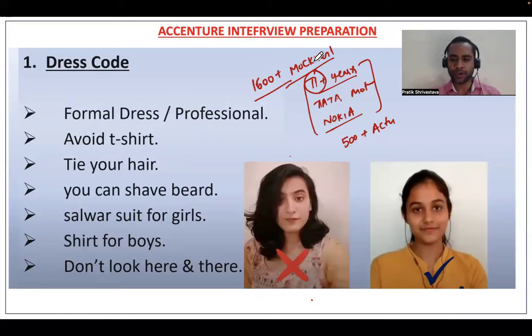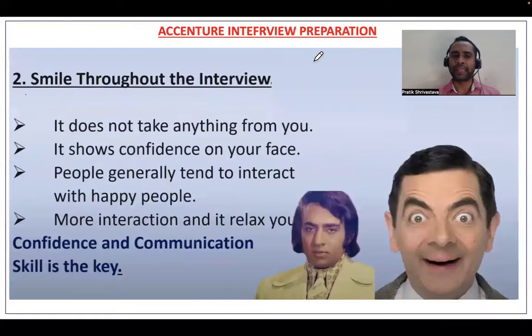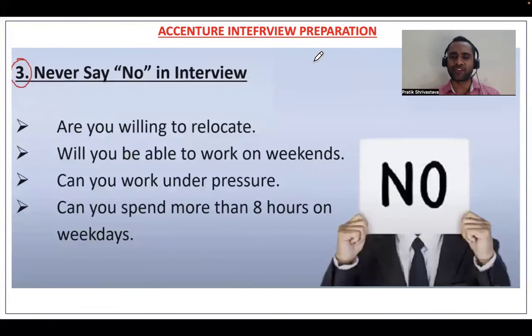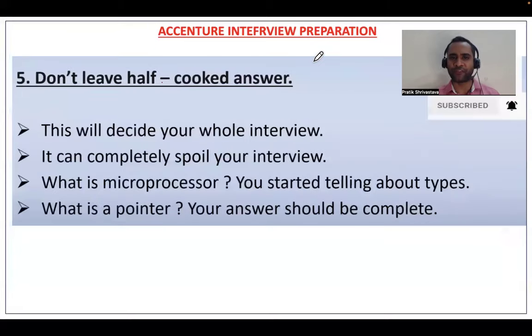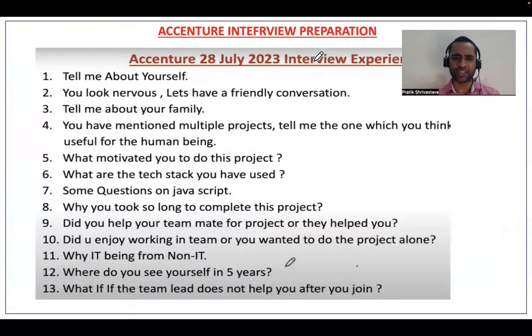Now, friends, there are many mistakes which we make during our interview, and that's where we lose in the interview. So your dress code and your behavior throughout the interview, how you have to tackle the questions in the interview, and how you are going to bluff with the interviewer. All those things we will discuss.